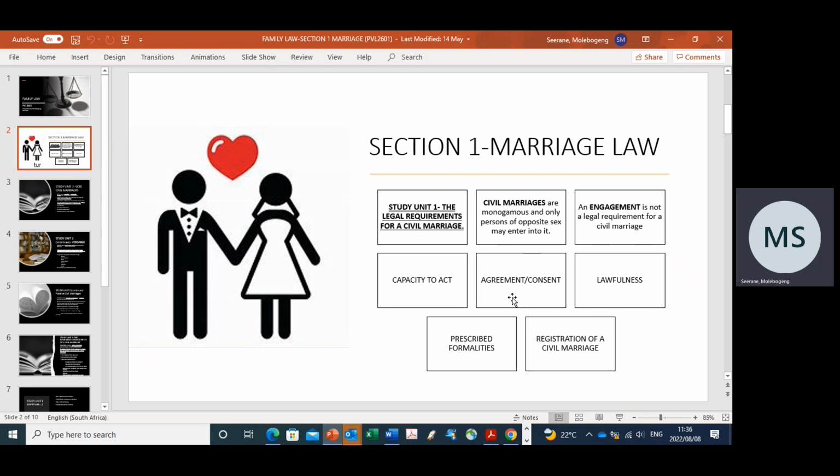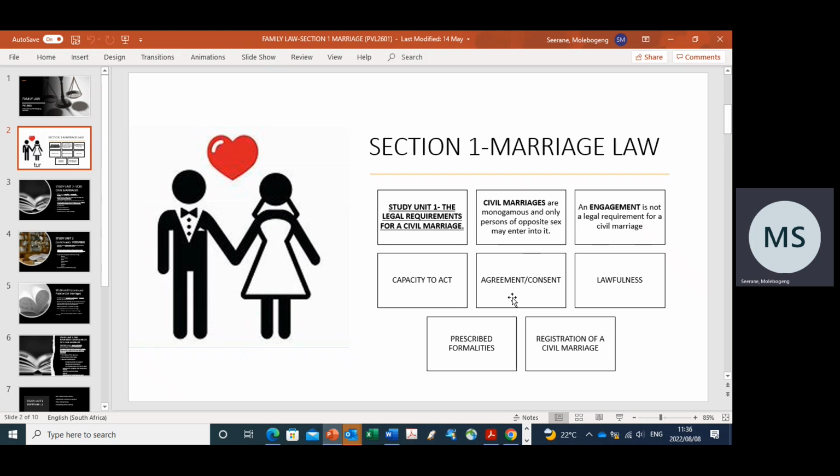So in this case, the matter would have to be brought before the court, and the court would see if there is seriousness in the misrepresentation that led the other party to enter into that marriage, and then the court would set aside the marriage.